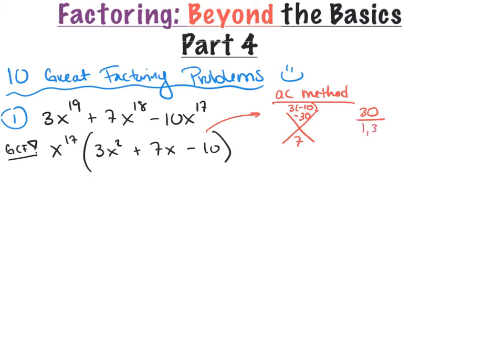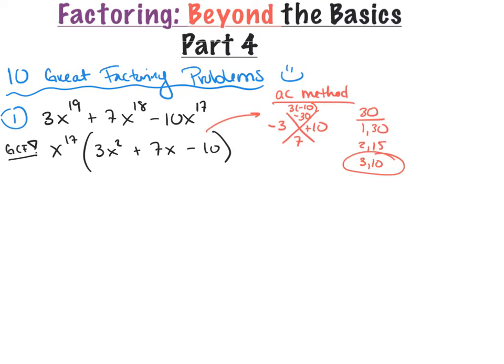So 1 and 30, no. 2 and 15 can't add to be 7. 3 and 10 will add to be 7 if 1 is positive and 1 is negative, namely the 3 is negative and the 10 is positive, which is good. That'll make a positive 7. That also gives us a negative 30 when we multiply. So those are the numbers we want.